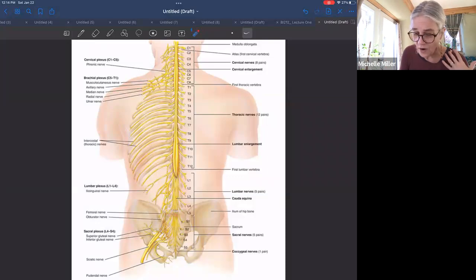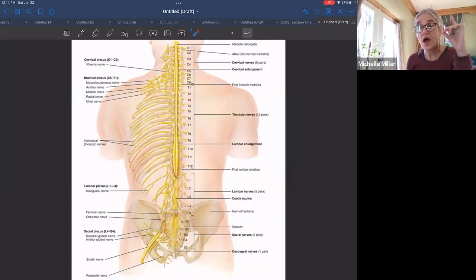C3, C4 is a region that if it is damaged, it could actually lead to your diaphragm being paralyzed. And if your diaphragm is paralyzed, your respiratory muscle, you have to be put on a ventilator for the rest of your life. So that is some interesting things about the arrangement of our spinal cord.